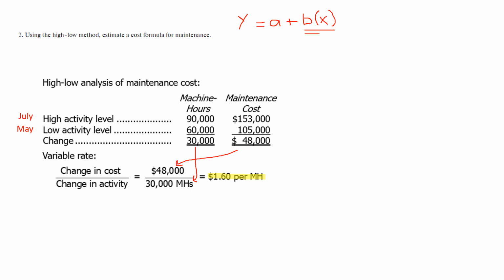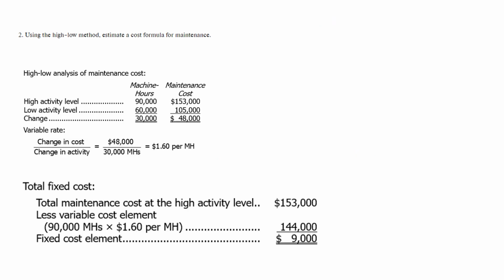So in our formula up here, this is going to be our B. So our B is going to be $1.60 times our activity, which is our machine hours. So we figured out the first part of our formula. So now we've got to figure out our fixed portion. To find the fixed cost portion of our maintenance costs, we can use all the information we have above to figure it out.